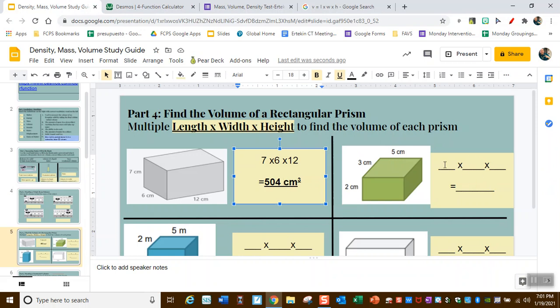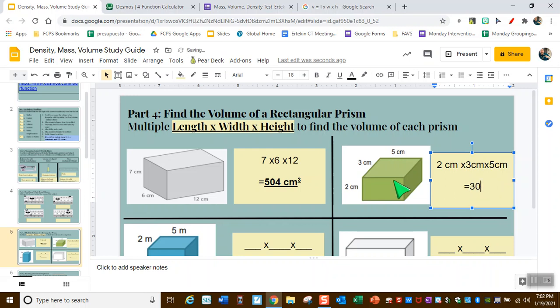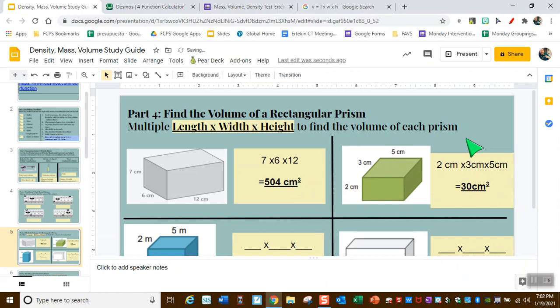Yes, okay. So here we do the same thing. 2 times 3 times 5, okay? If you want, you can add the cm. You don't have to. Just want to show you, okay? So 2 times 3 is 6. 6 times 5 is 30. So 30, and I'm just going to copy and paste from here because I'm being lazy. 30 centimeters cubed, or cubic centimeters, is the answer, okay?